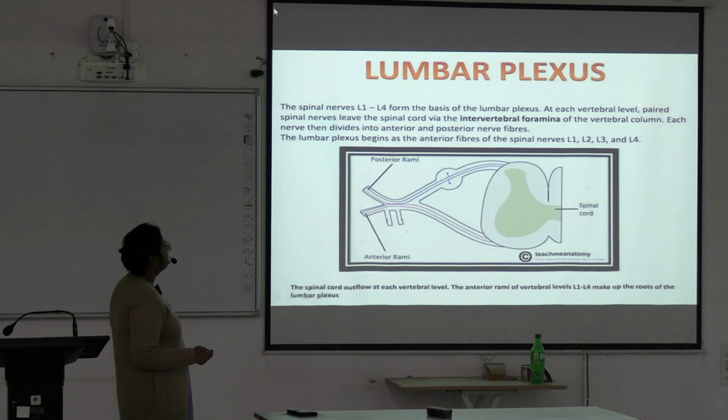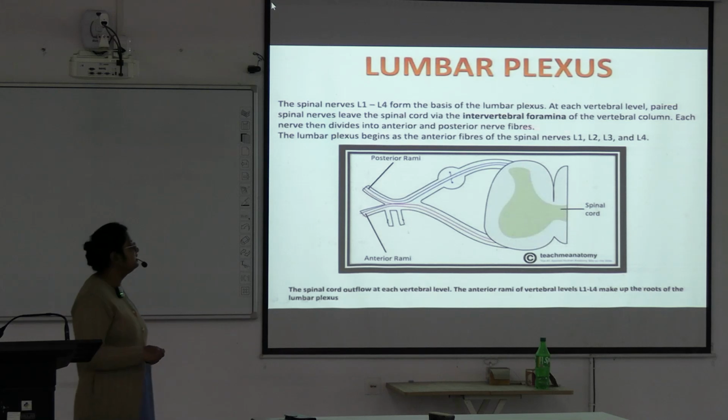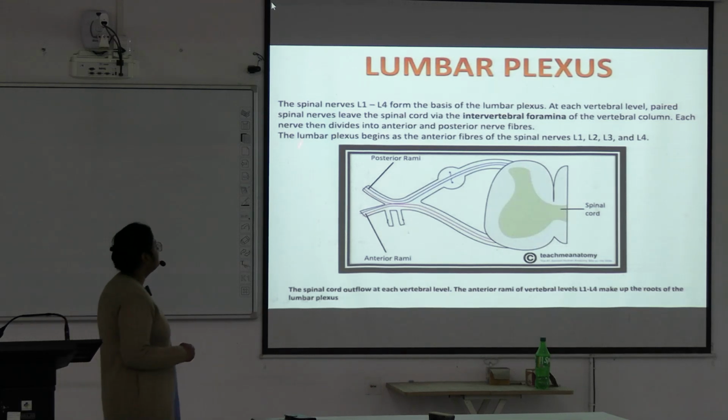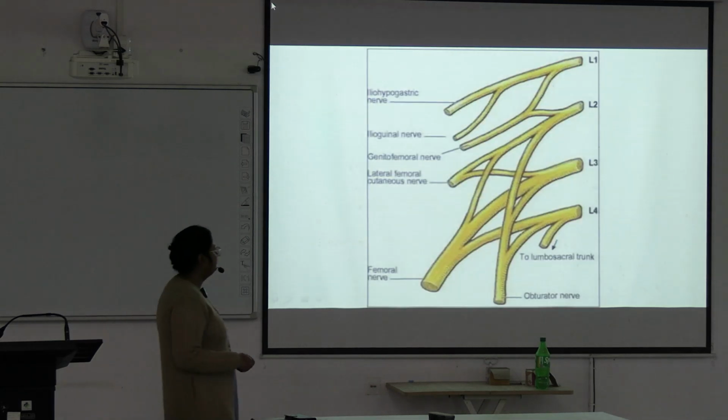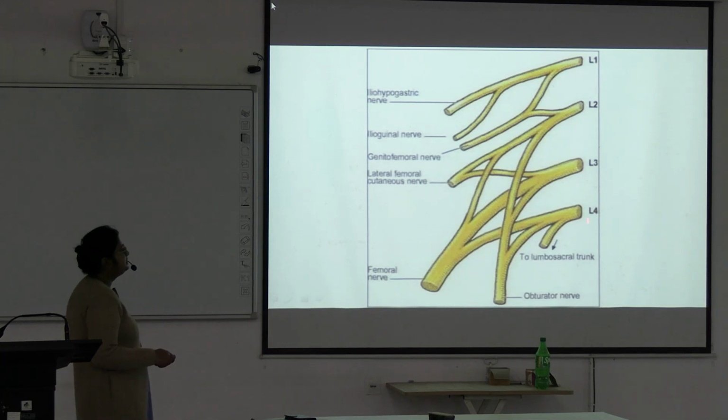At each vertebral level, paired spinal nerves leave the spinal cord via the intervertebral foramina of the vertebral column. And each nerve then divides into anterior and posterior rami. And the lumbar plexus begins as the anterior fibers of the spinal nerves L1, L2, L3 and L4. They together form the lumbar plexus. Next. See, these are the four roots: L1, L2, L3 and L4. These are the four roots of the lumbar plexus.